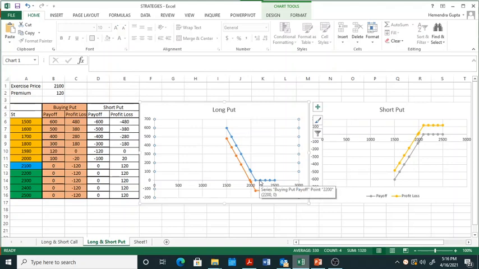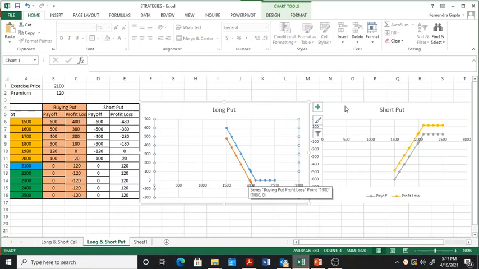The blue line is the payoff line, and the orange line indicates what is called the profit and loss line. You can see the maximum loss is the premium, that's the 120 here. The profit and loss becomes zero at the level when the price is 1980. So 1980 is the break-even point.